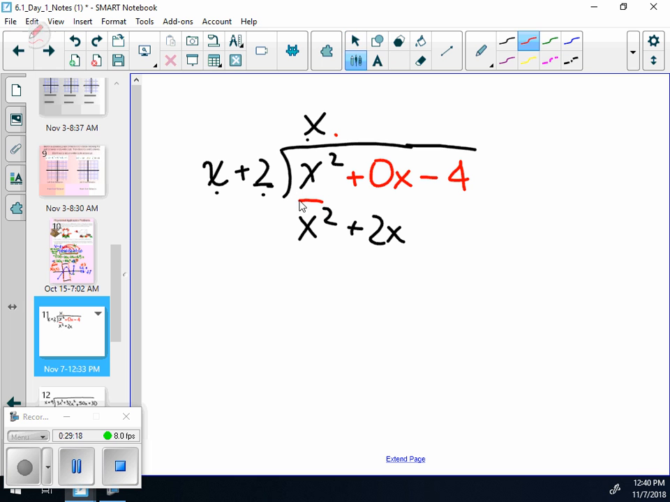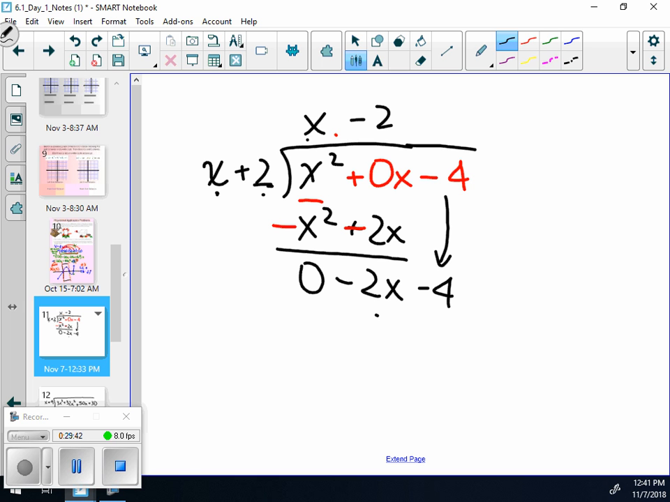And then I have to take the opposite of both. So when I take the opposite of both, I end up with 0 here and negative 2x here. Then from there, I need to take the next term and drag it down. So I'll have a minus 4. And then from here, we say, okay, x times something will give us negative 2x. And that's just negative 2. So then x times negative 2 will give us negative 2x. And 2 times negative 2 will give us negative 4. And once we take the opposite of those, then we end up just with 0.